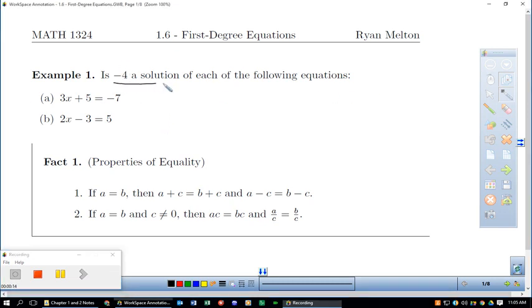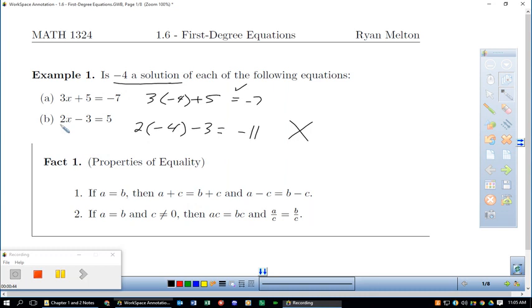To know if something is a solution, we just need to replace our variable with -4. So 3 times -4 plus 5, hopefully that is -7, which it in fact is. So this one is a solution. Now the second one, we'll replace x with -4: 2 times -4 minus 3 actually comes out to be -11. So that is not a solution. So -4 is a solution to part A, 3x plus 5 equals -7, but it's not a solution to 2x minus 3 equals 5. A solution makes the equation true.